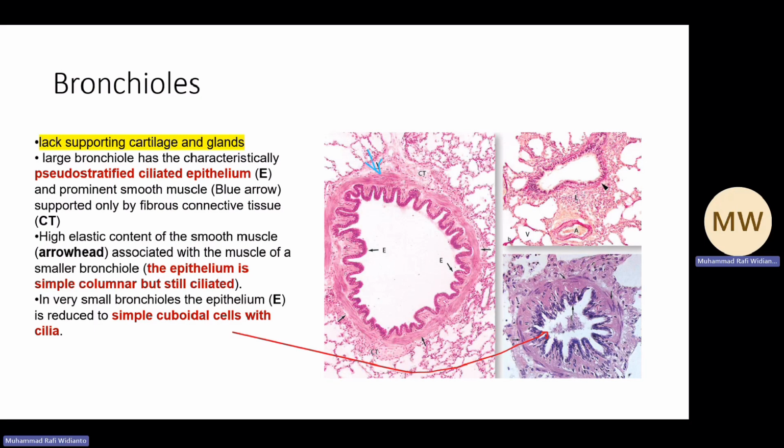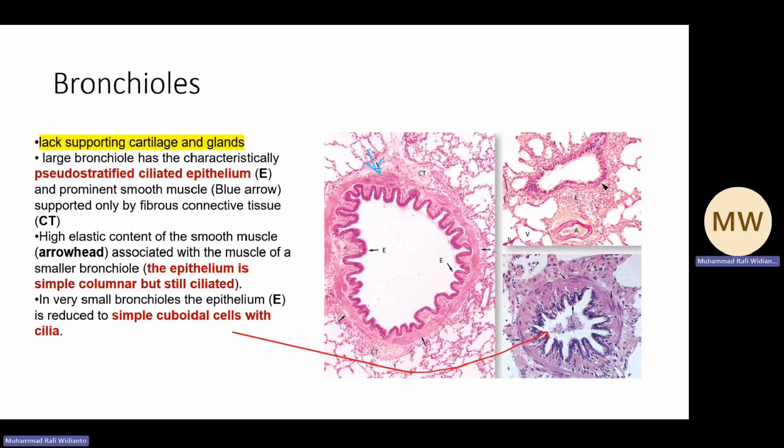Now, something very important about the bronchioles is that they do not have cartilage and they do not have any glands or serous mucous glands, as you can see in the previous picture with the diagram. They're 1 millimeter or less in diameter, and they contain pseudostratified ciliated epithelium. However, as they go down, they gradually turn into simple columnar, but they're still ciliated. In some cases, in very, very small bronchioles, their epithelium becomes simple cuboidal, but still ciliated.